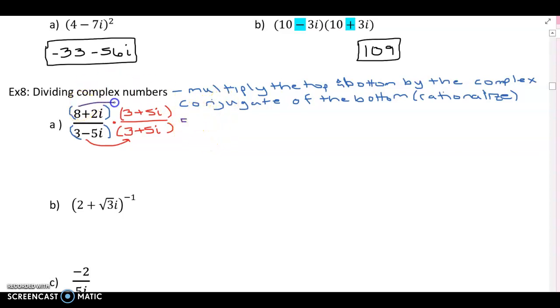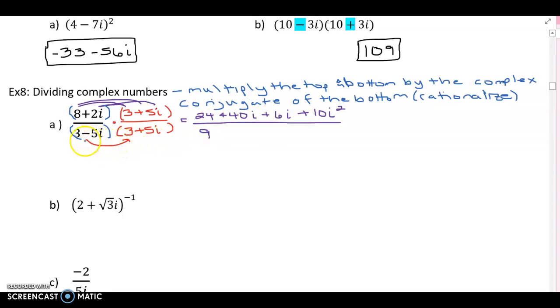So 8 times 3, I'm going to write it down, is 24. 8 times 5i is 40i. 2i times 3 is 6i. And 2i times 5i is 10i squared. That's the top. On the bottom, we have 3 times 3, which is 9.